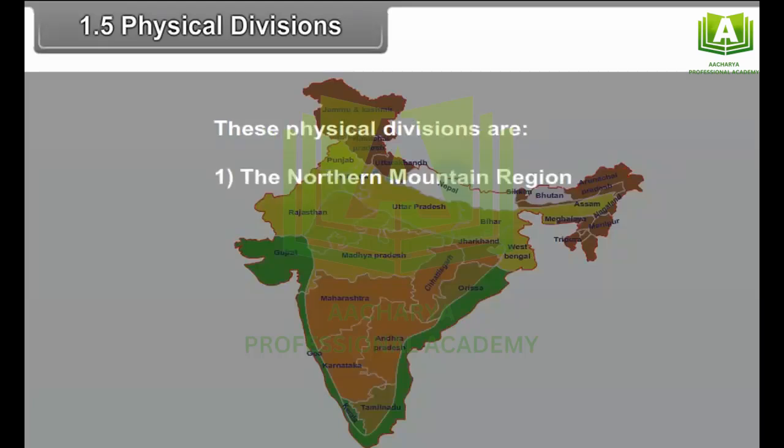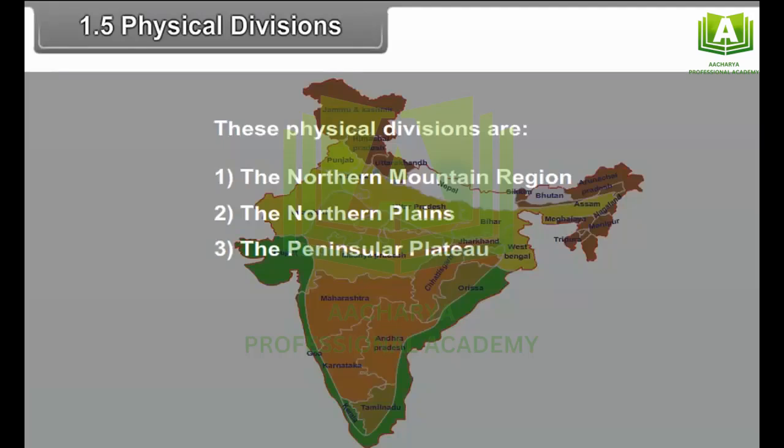These physical divisions are: 1. The Northern Mountain Region, 2. The Northern Plains, 3. The Peninsular Plateau, 4. The Coastal Plains, 5. The Islands.